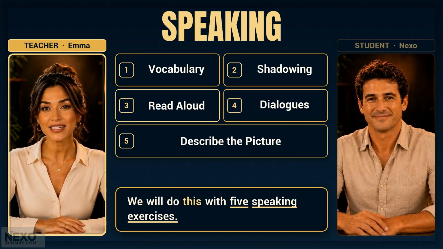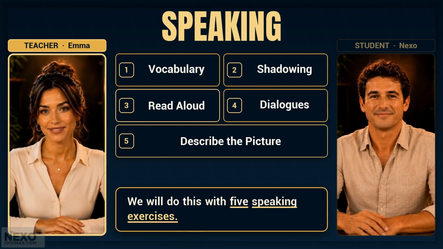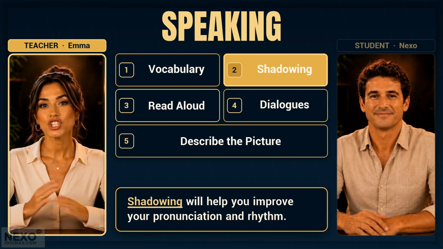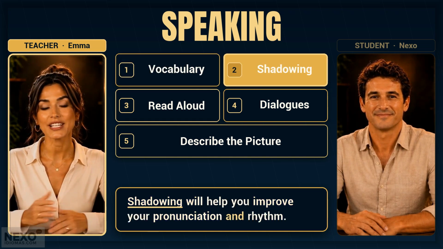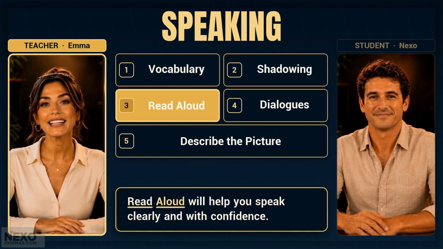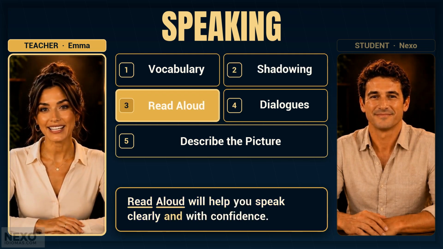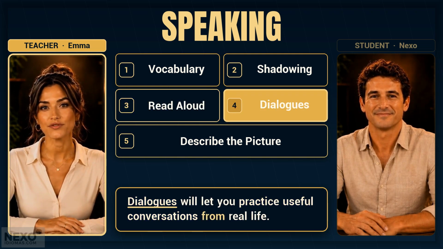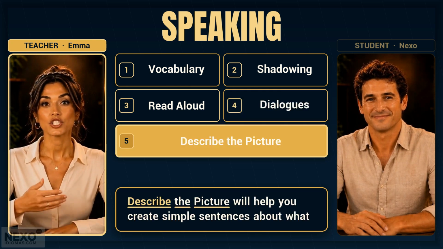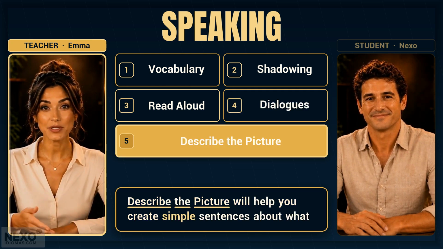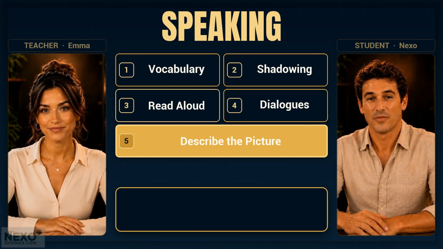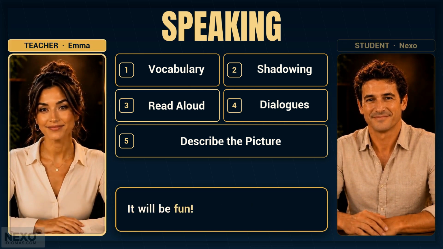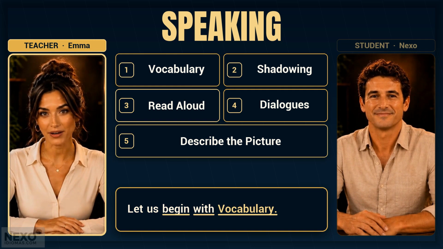Excellent. We will do this with 5 speaking exercises. Vocabulary will introduce the essential words for this lesson. Shadowing will help you improve your pronunciation and rhythm. Read aloud will help you speak clearly and with confidence. Dialogues will let you practice useful conversations from real life. Describe the picture will help you create simple sentences about what you see. That sounds useful and fun. It will be fun. Let us begin with vocabulary.